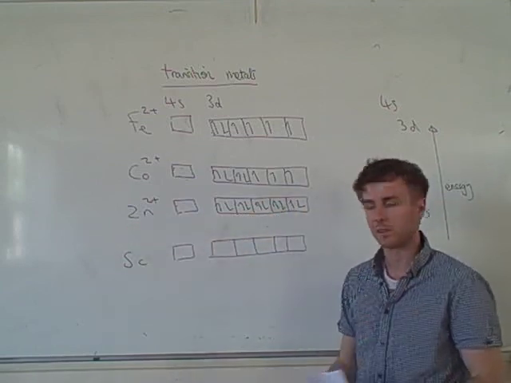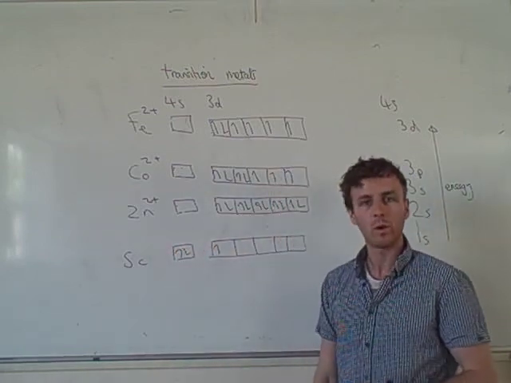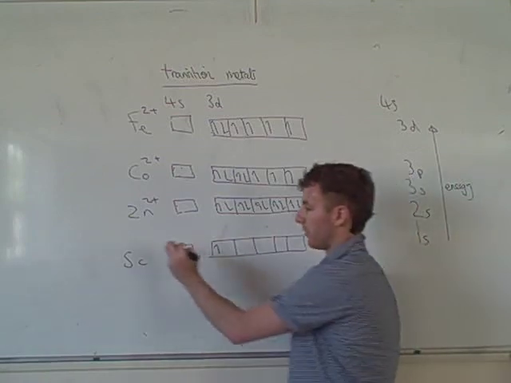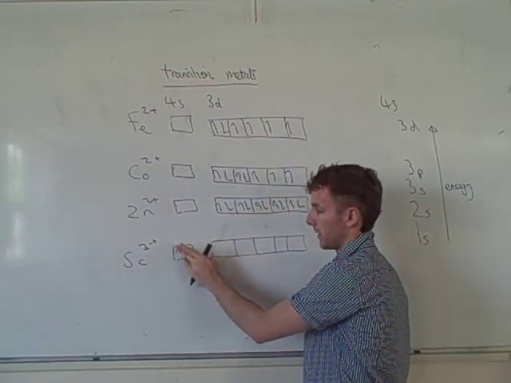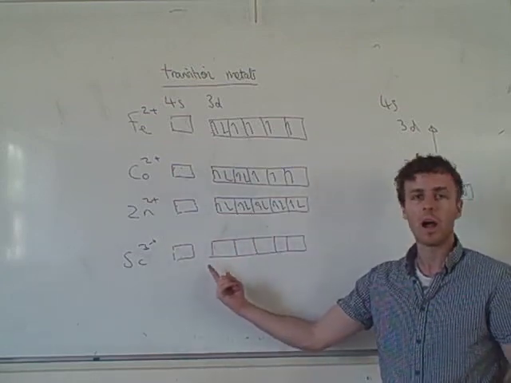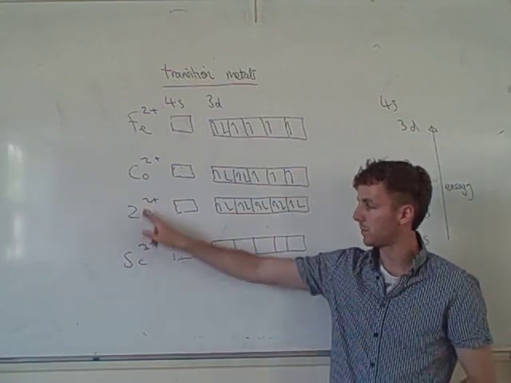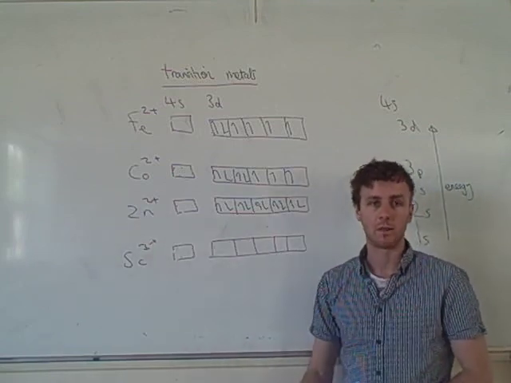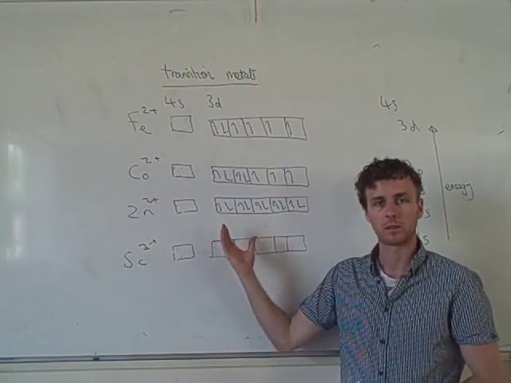And it's very similar for scandium. Scandium has got 3 electrons, but the only stable ion which scandium forms is 3+, where I would remove all of these electrons, the 4s first. So you can see this does not have an incomplete d subshell, it has an empty d subshell. So scandium and zinc are not transition metals or elements because they do not have incomplete d subshells.